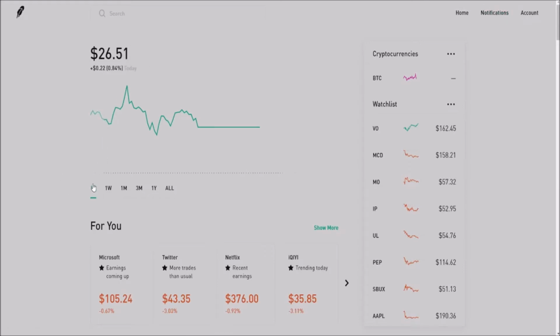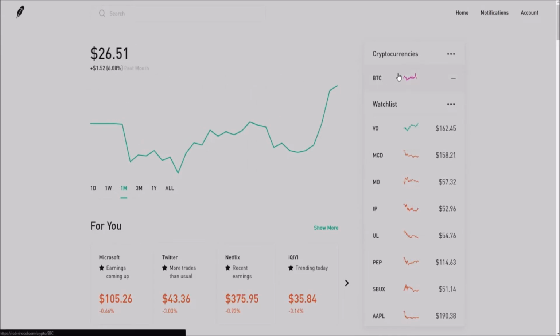So starting off, if we go ahead and look at my charts, I've had this portfolio for about a month. I started off with $15, bought some Bitcoin, and then I went up about $1.50, and then I put in another $10. So right now I'm at like $26.51, up about 6%, which is pretty nice.